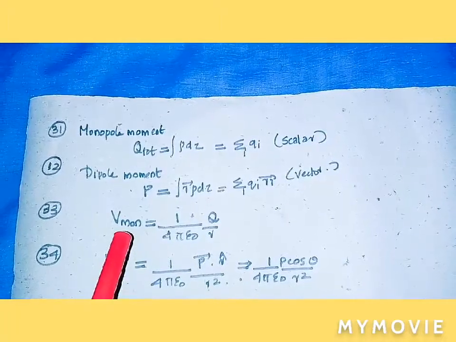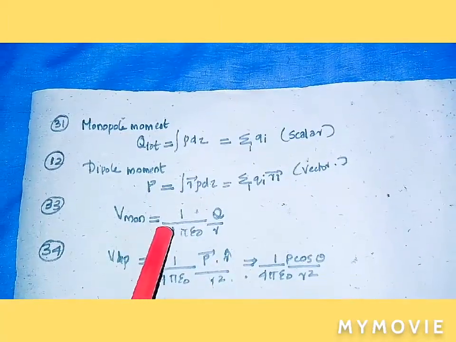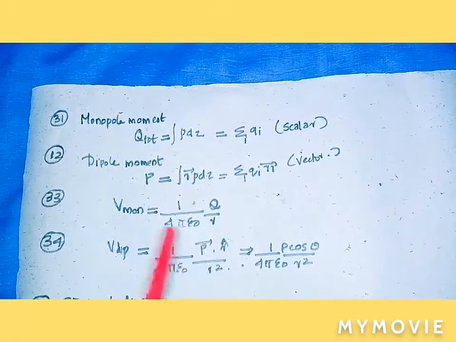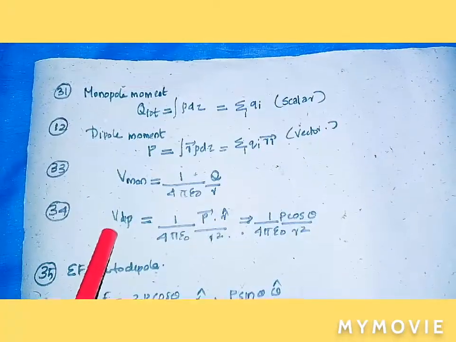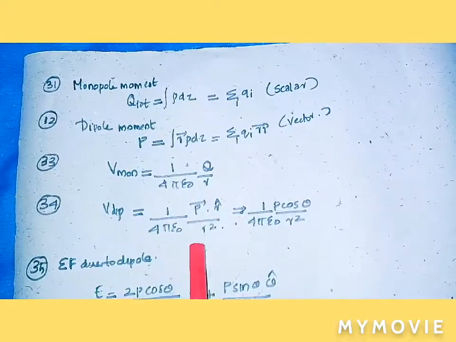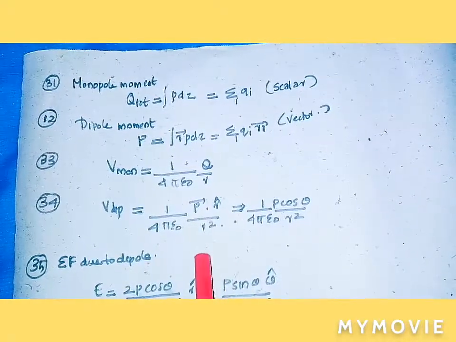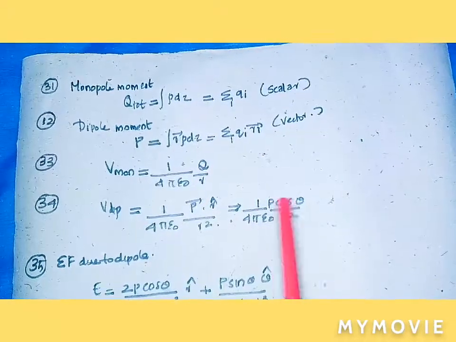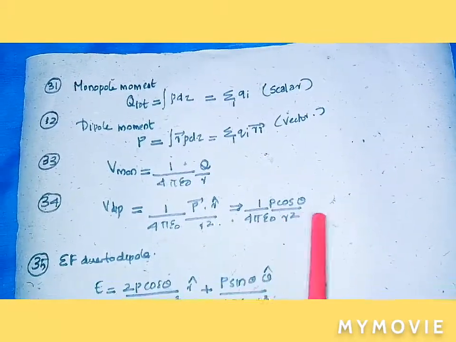V mono, that is the potential of a monopole, is 1 by 4 pi epsilon 0 Q by R. Dipole potential is equal to 1 by 4 pi epsilon 0 P bar dot R cap divided by R square, where P bar is the dipole moment, or P cos theta divided by 4 pi epsilon 0 R square.